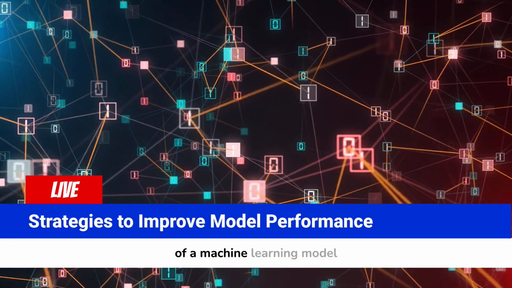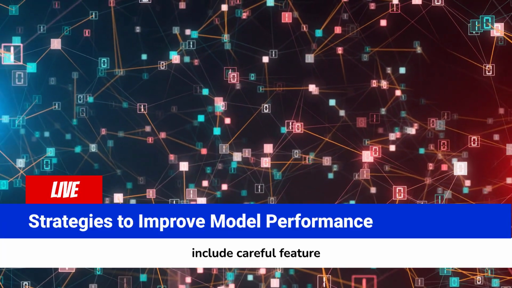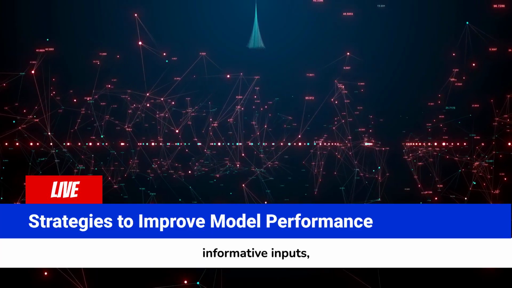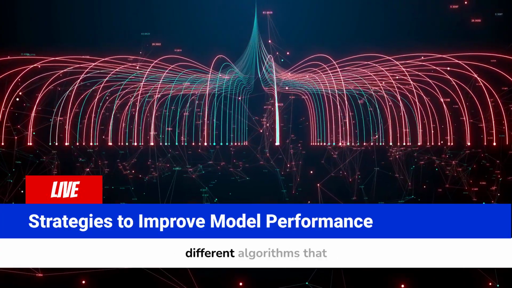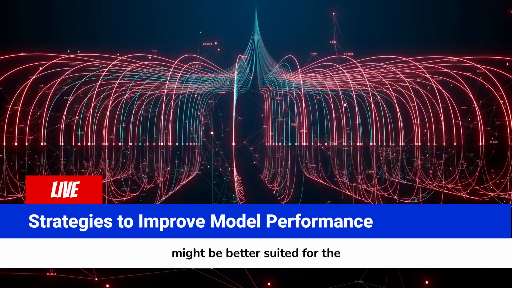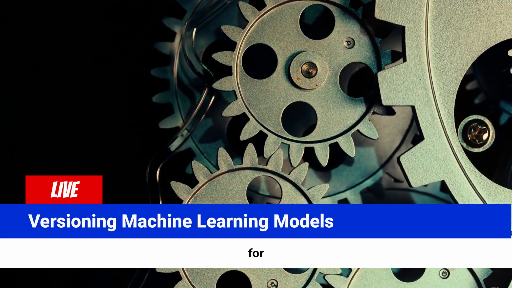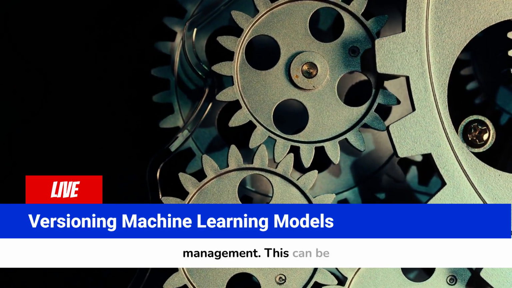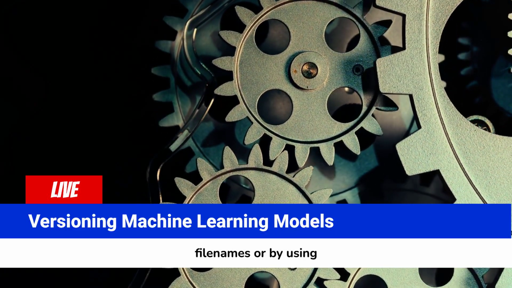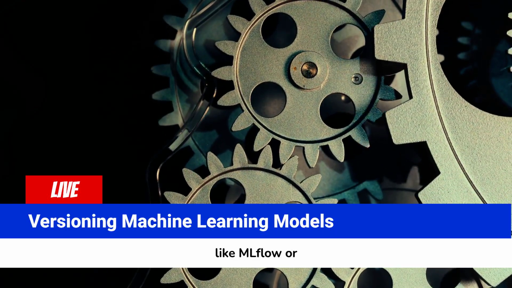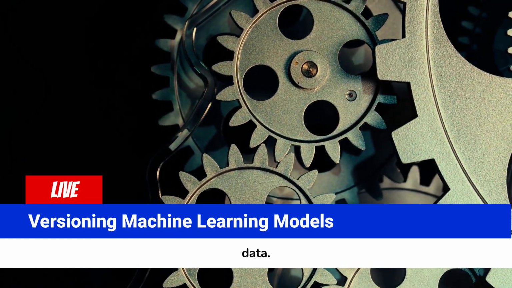Improving the performance of a machine learning model often involves several strategies. These include careful feature engineering to create more informative inputs, hyperparameter tuning to optimize model configuration, and exploring different algorithms that might be better suited for the data. Versioning machine learning models is crucial for reproducibility and deployment management. This can be achieved by incorporating version numbers into model file names or by using specialized tools like MLflow or DVC, data version control, to track models and their associated data.